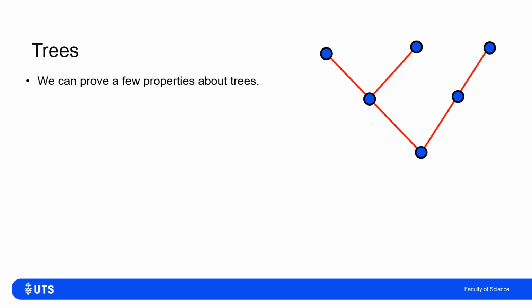Now that we have our definition of what graphically a tree is, there are a few properties that we can prove. If I've got a tree with n nodes, it has to have n minus 1 edges. And again, this one I've drawn here is a 6-node, 5-edge graph.